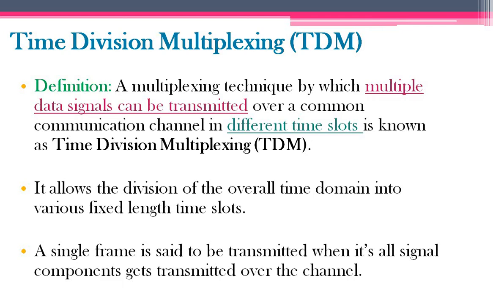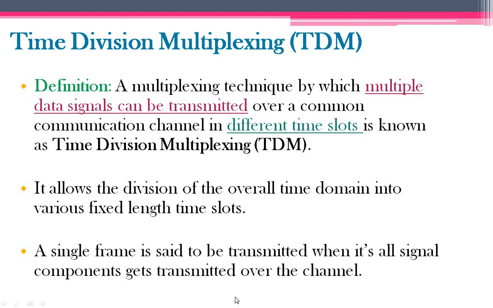So this is the definition of time division multiplexing. Okay, I hope you are clear with the definition. It allows the division of the overall time domain into various fixed length time slots. It completely gives you the fixed length time slots, and then it transfers your data.